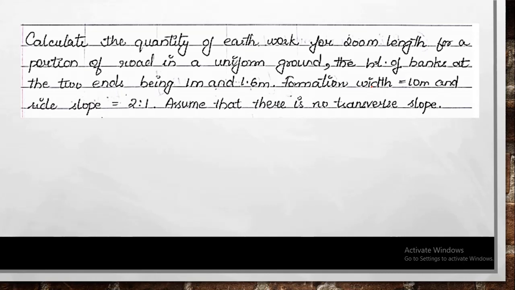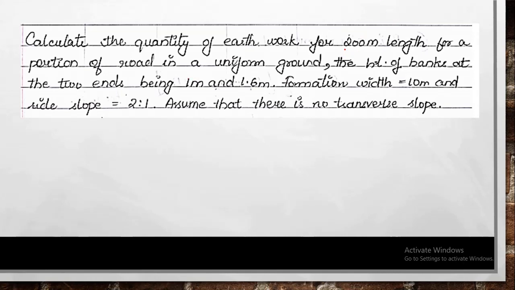The height of the banks at the two ends being 1 meter and 1.6 meter. The formation width is 10 meter, side slope 2:1. Assume that there is no transfer slope. Okay, so please analyze the data shown in this question.